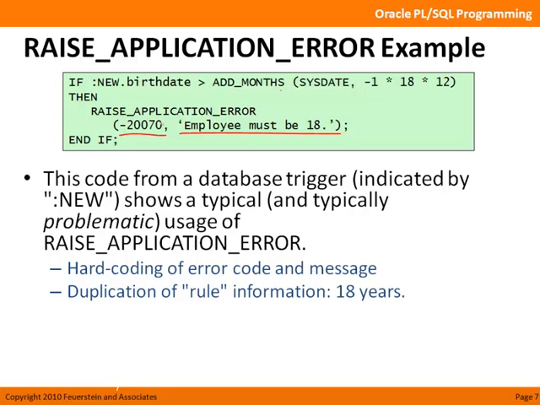Now notice in my little explanation here, I say that this is a typical usage and also a typically problematic usage of raise application error. And the problem with this use of raise application error is that it involves a lot of hard coding and redundancies, essentially. I hard code the error number, I hard code the error message, I've even hard coded the business rule, though that's not specific to raise application error.